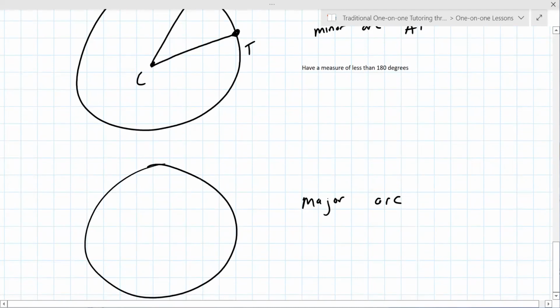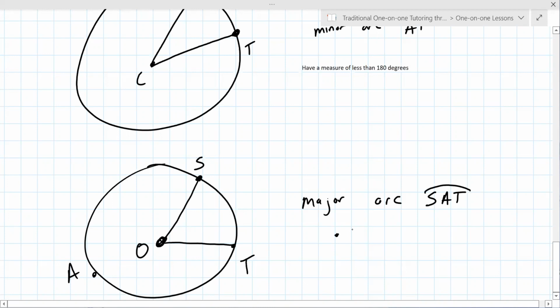Okay. So a major arc requires 3 letters. We're gonna label this again the same. So we'll go S, A, T, and this will be O right there. So major arc SAT. The thing is you need to use 3 letters, and the reason is the letters give you the path. They say it goes from S to A to T.